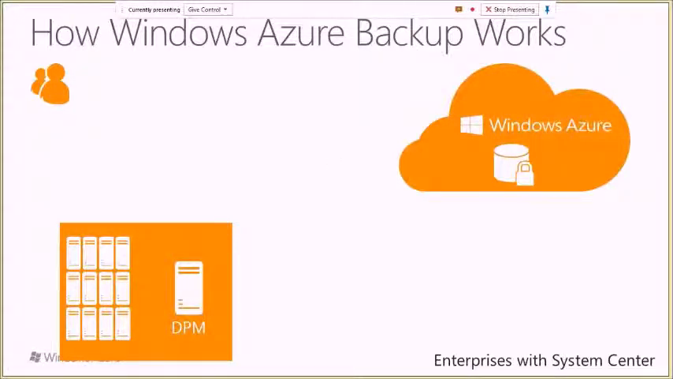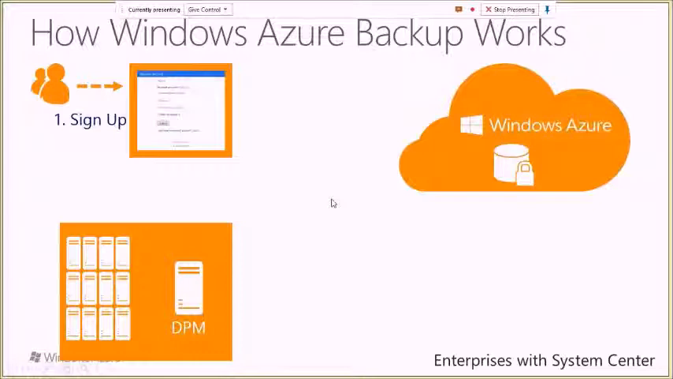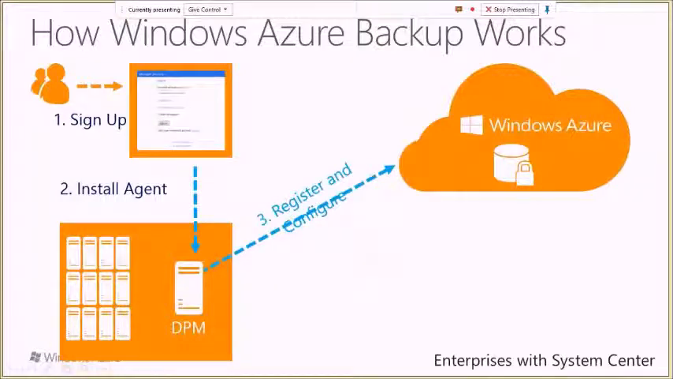This can also be done with Data Protection Manager, which is part of the System Center suite. So again, first we would sign up for an Azure account. We can install our agent on the DPM server. We can register and configure. So the Windows Azure Backup Agent integrates with DPM. And when you restart DPM after the tool has been installed, you register the server using a certificate.